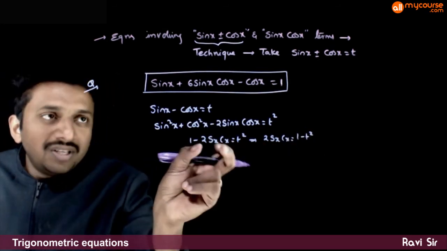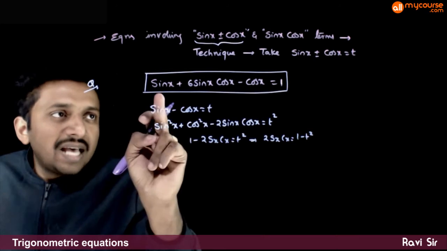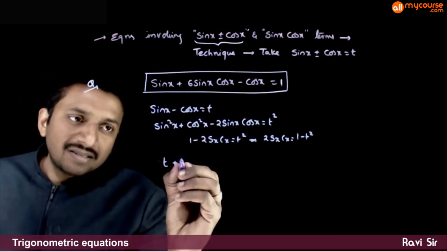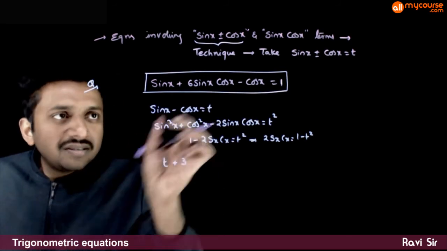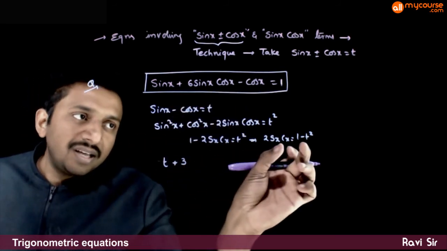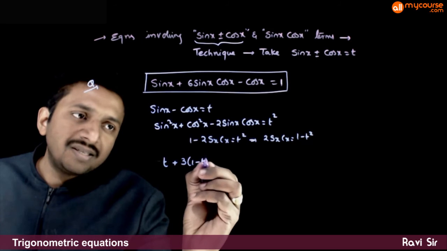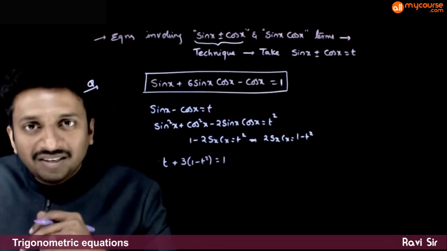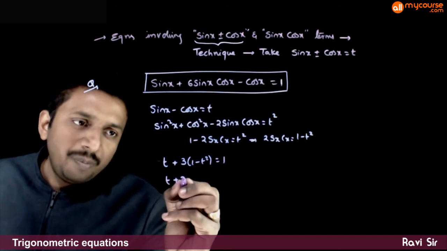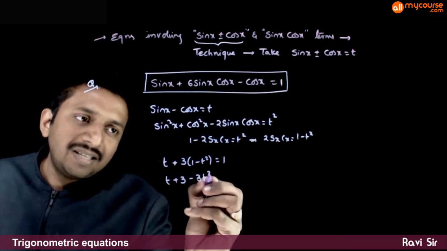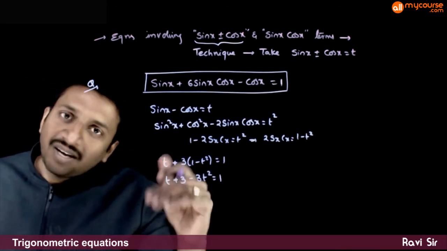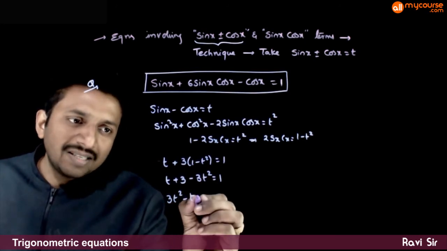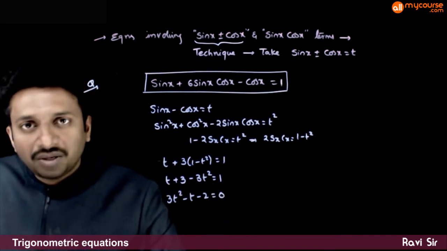So if you do both these substitutions in the given question, sin x minus cos x becomes t plus 6. I take a 3 common in 6. I get 2 sin x cos x is nothing but 1 minus t square is equal to 1. So now this has become a quadratic in t. So t plus 3 minus 3t square is equal to 1. If I send everything onto that side, you get 3t square minus t minus 2 is equal to 0.